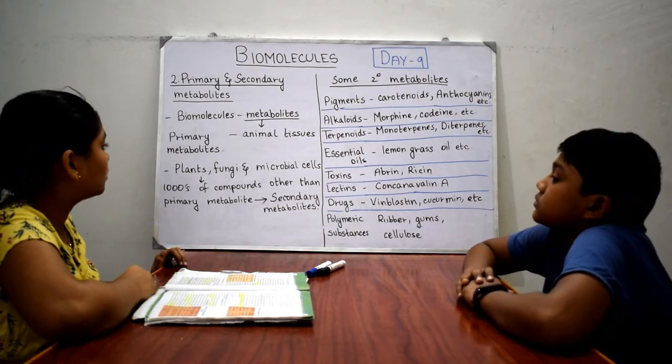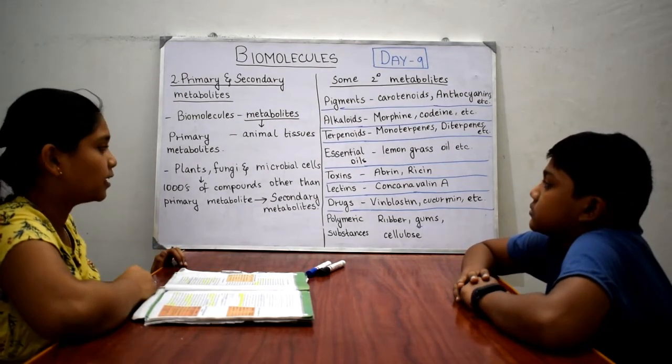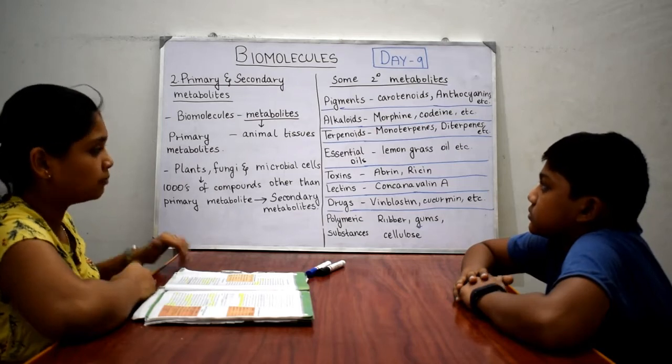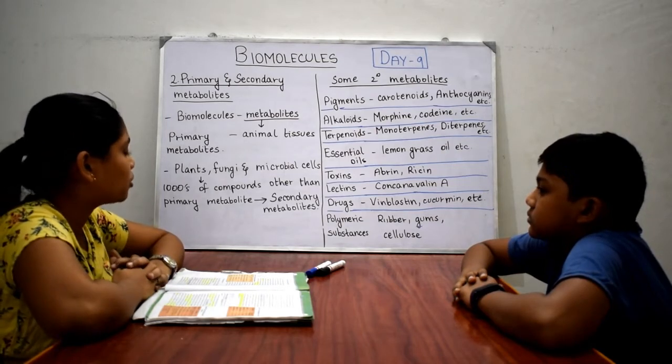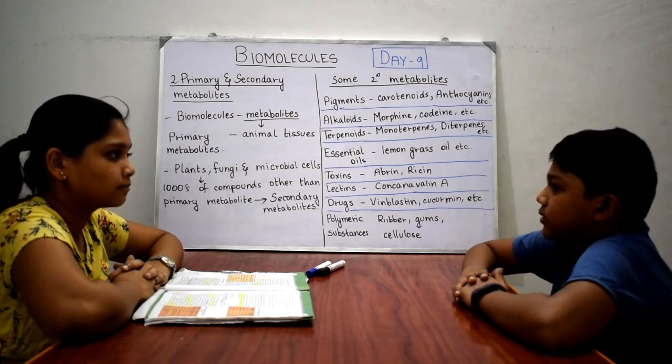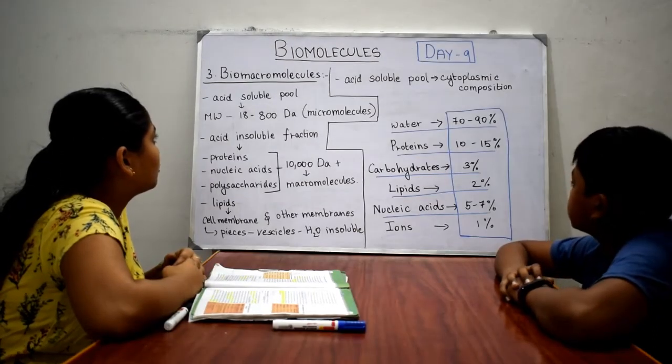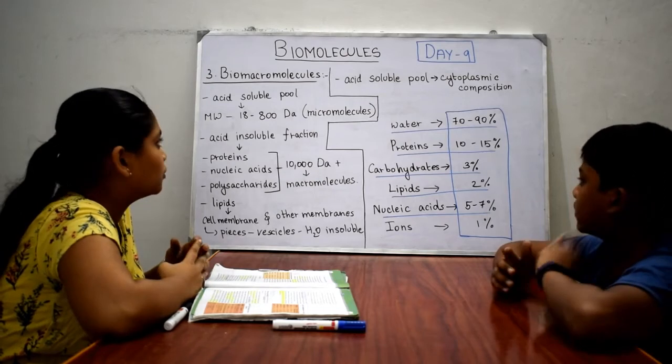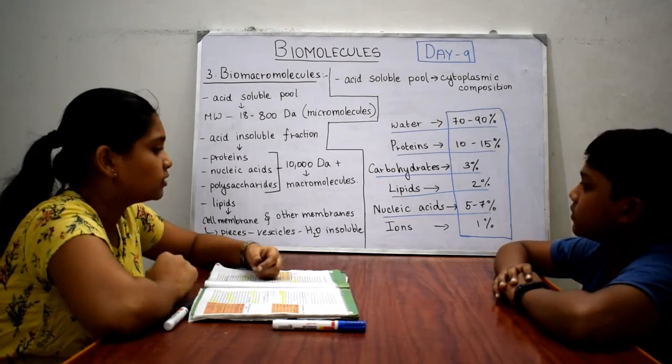So now we know about primary and secondary metabolites and we have discussed them. Next we are going to the third topic, which is biomacromolecules. We have already seen this in the first topic.